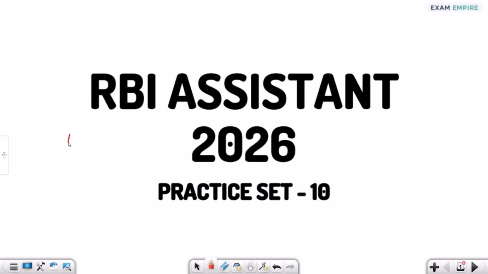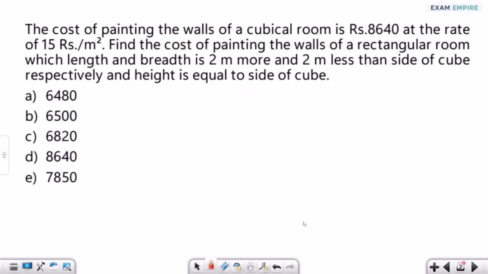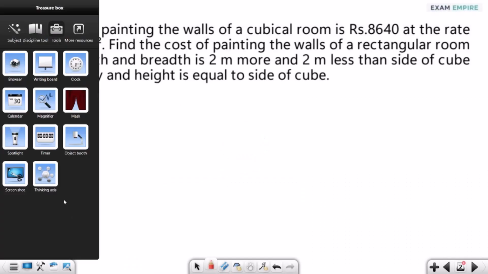So in this session we are going to solve 5 sets of questions which were asked in the previous year RBI Assistant exam. So without wasting our time, now let's solve this first one. So try to solve this question by yourself.